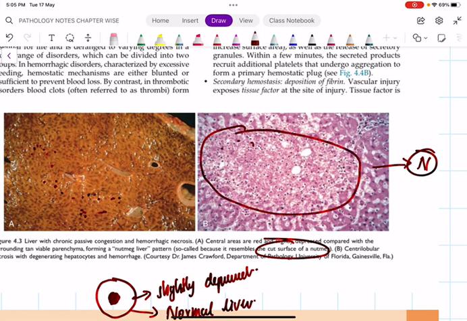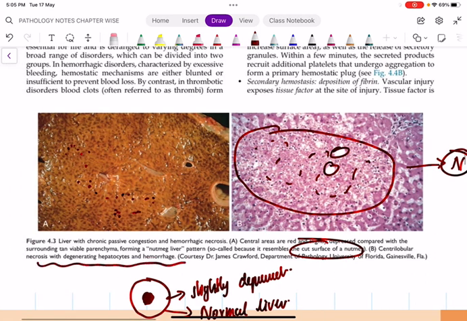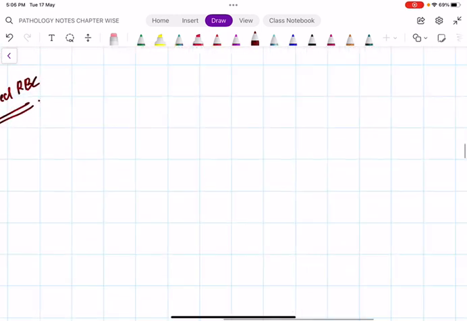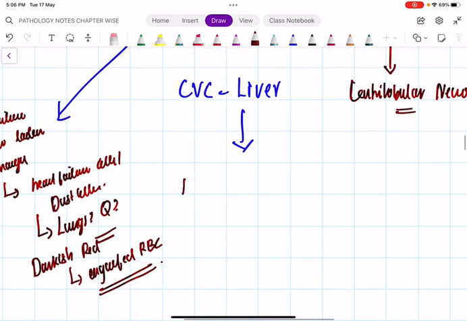See, in this you can see this is centrilobular necrosis. These are central veins, with degenerating hepatocytes and hemorrhage. So nutmeg liver, it's a straight away MCQ question. In CVC liver, nutmeg liver. Why is it nutmeg?